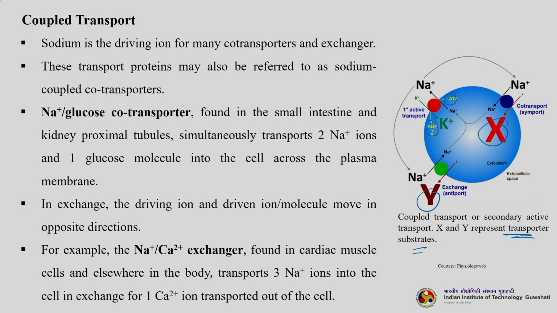Another example is the Na+ and Ca2+ exchanger, the sodium and calcium exchanger, found in cardiac muscle cells and elsewhere in the body. It transports 3 sodium ions into the cell in exchange for 1 calcium ion transported out of the cell. So, in the exchanger mechanism of sodium and calcium, sodium is getting inside the cardiac muscle cells, whereas calcium is getting out of the muscle cells.